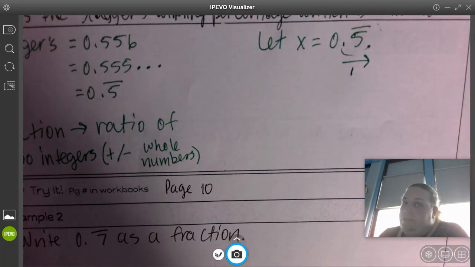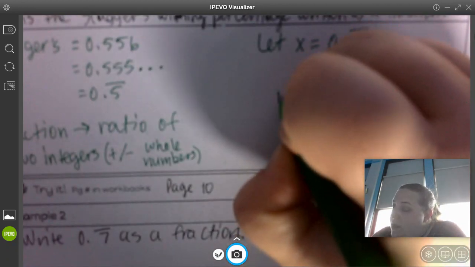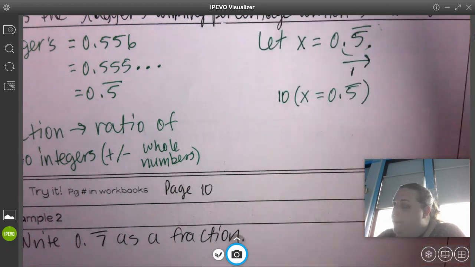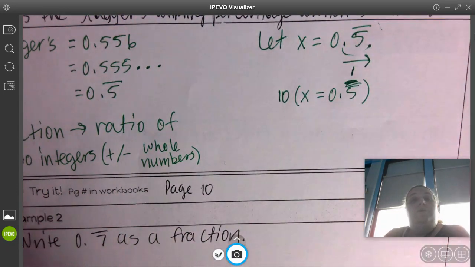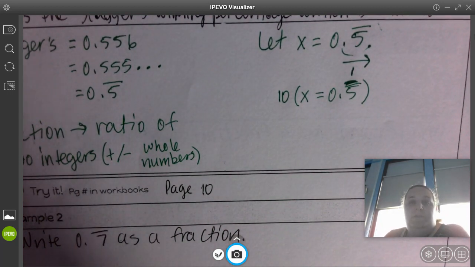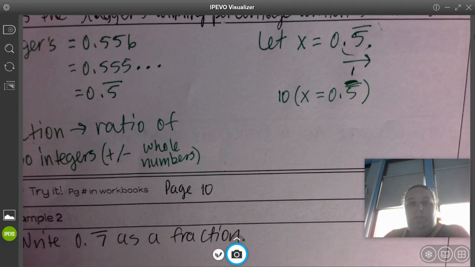Now we can't just move decimals. We have to use our mathematics to do that. So in order to do that, I'm going to multiply this entire equation by 10. We use tens, what we call powers of ten, because that's what allows us to move our decimal. When we multiply or divide by 10, 100, 1,000, and so on, that allows us to move that decimal place.